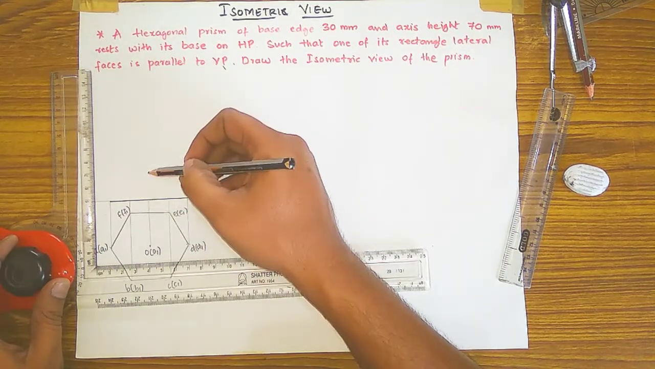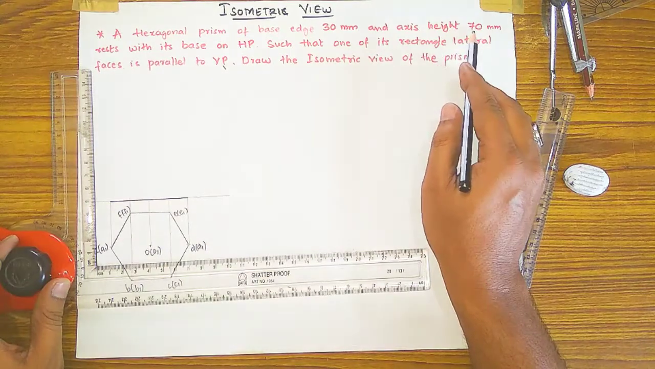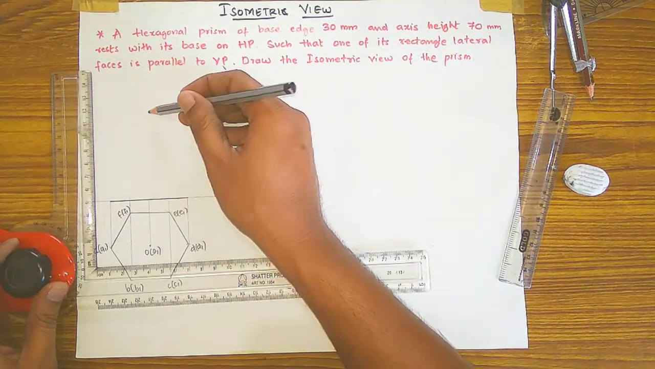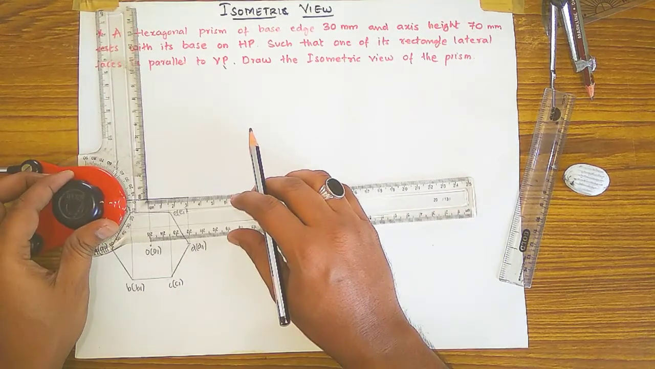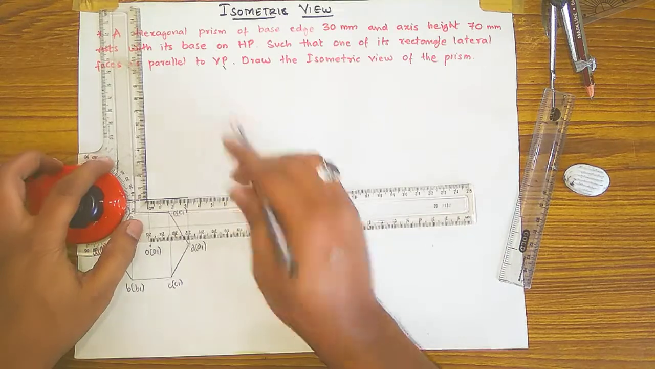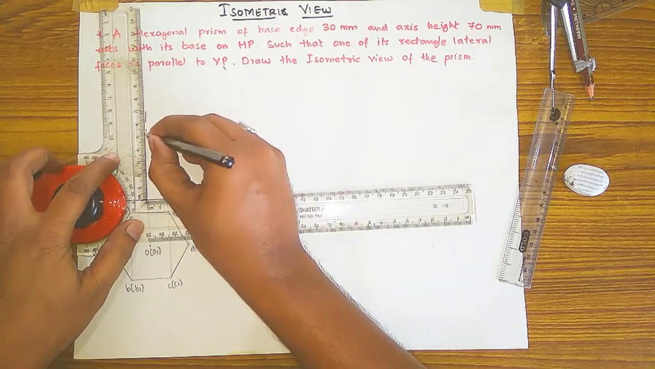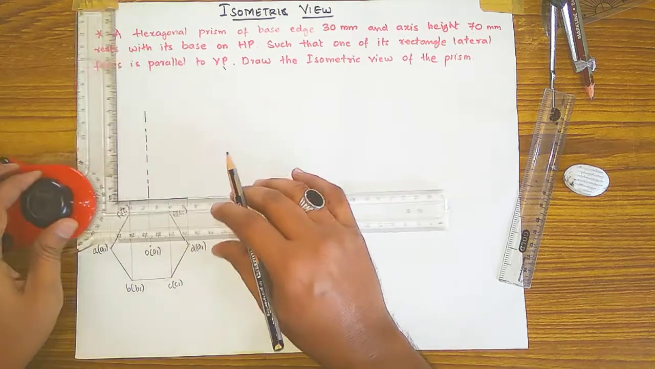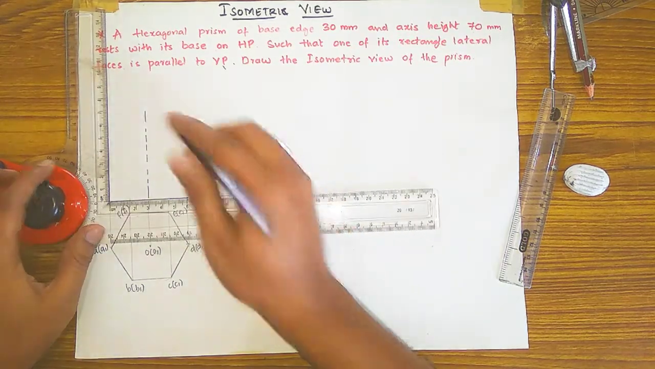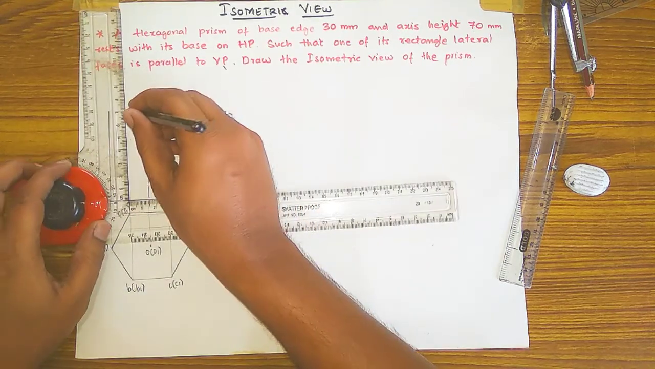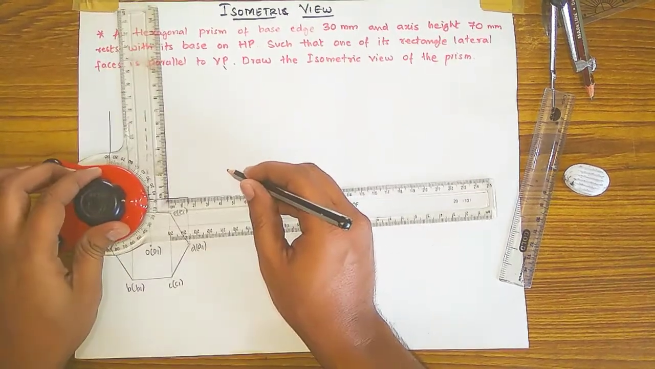To draw the prism you need the axis height that is given in the question, 70 mm. So from this O, from here to here, you have to draw the 70 mm axis line like this. And the lateral surface is 70 mm as well, so you have to draw that also to complete the prism.